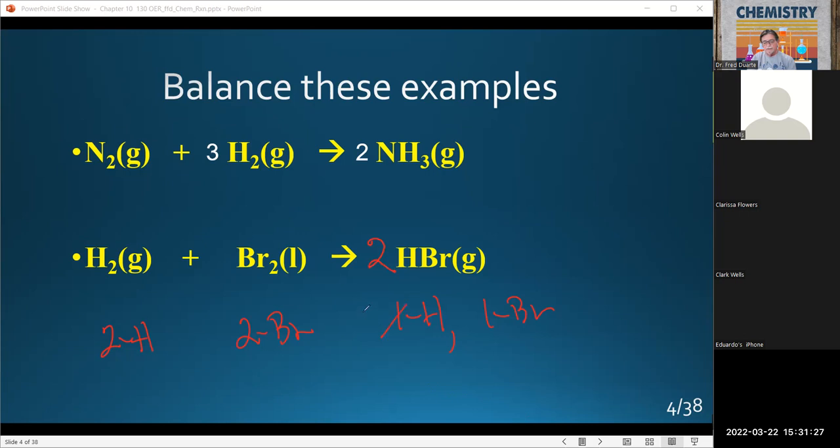And what that does, it gives me 2 hydrogens and it gives me 2 bromines. Now that by default balances me out, because my bromines on the product and reactant side are 2, and my hydrogens are 2. So they're balanced. I'm good to go.